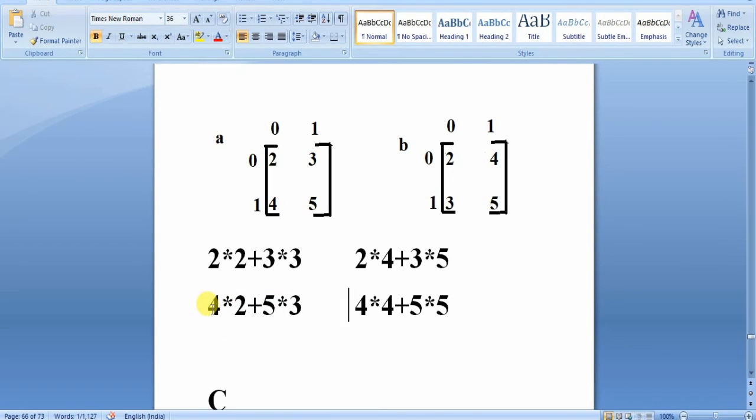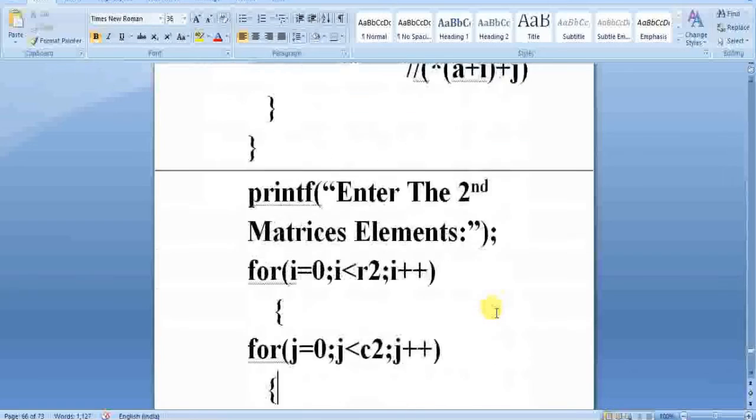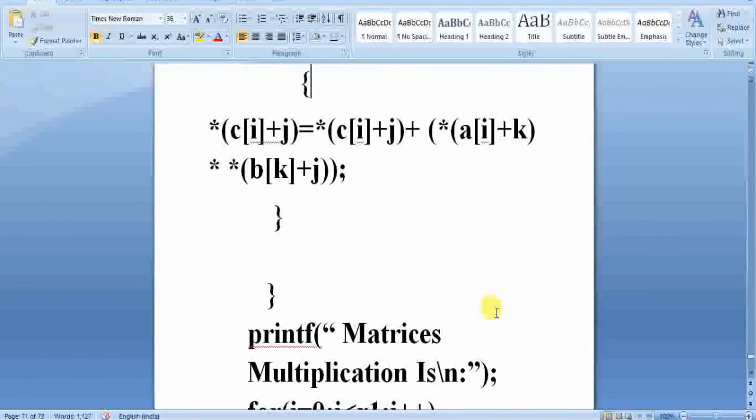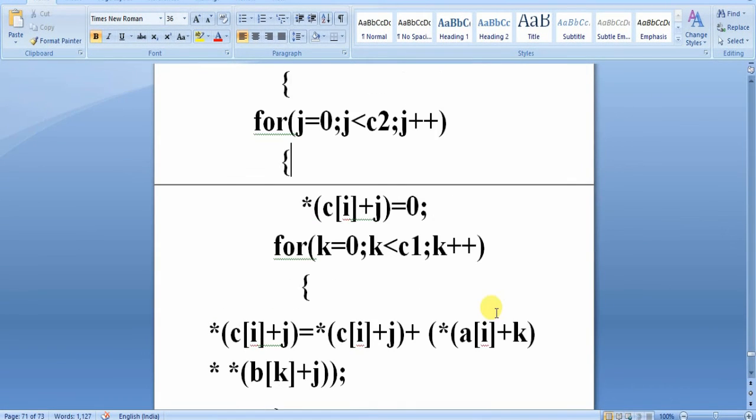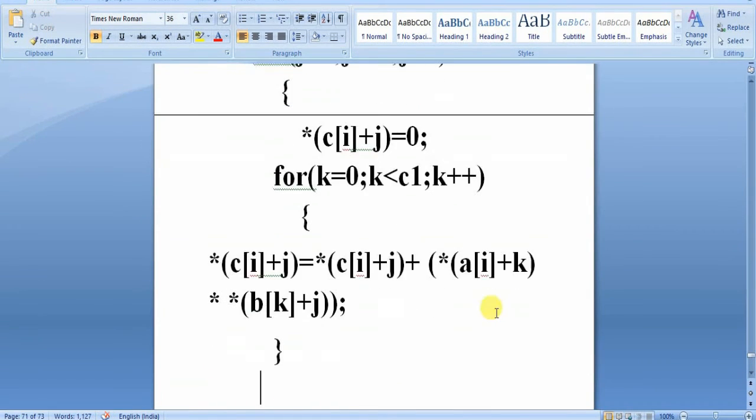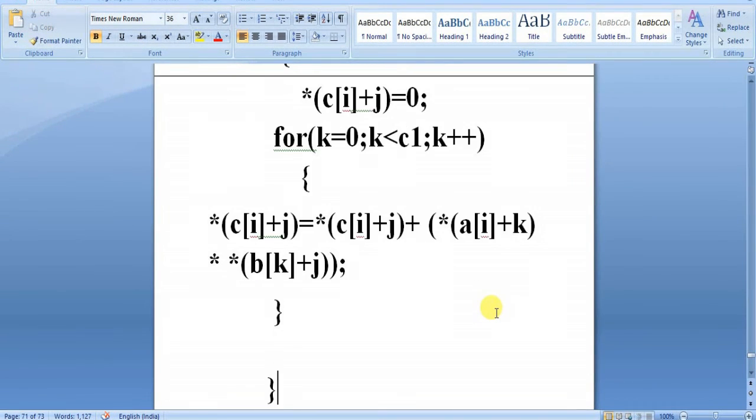And then j plus plus. What is j plus plus? A of i k, again 4 into 4, and 5 into 5 here. So like this you will get the multiplication of these two values. Let's observe this one. Next time j plus plus, here k will be 0. Pointer C of i plus j equivalent to pointer C of i j plus pointer A of i k multiplication pointer B of k j here. Like this you will get the values multiplied and stored in the same matrices here.